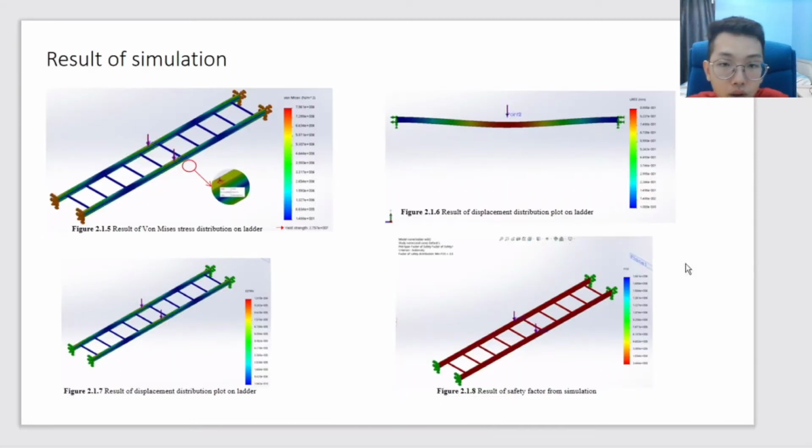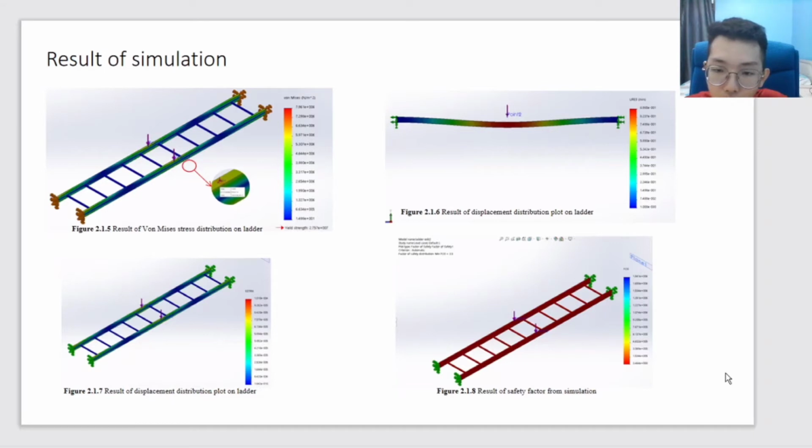Okay, so this is the result of the simulation. We can see that the von Mises stress, the maximum stress, acts at the middle point, which is near the point where we put the body weight. The displacement is also maximum at the middle point because both ends are fixed. So if the load is acting on the middle, the middle will have the maximum displacement.